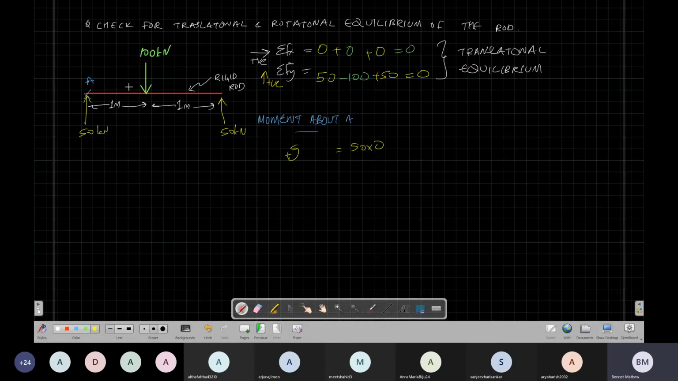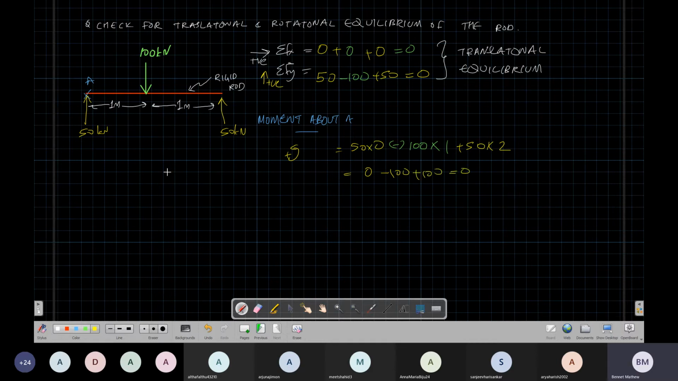Now let's say this 100 moment is in the clockwise direction, so it has to be minus 100 times 1. Now again for this 50, it will try to rotate in the anti-clockwise direction about point E. So forget all of the other points when you are considering this force. It is trying to rotate in this direction, so it is anti-clockwise and also positive. Plus 50 times 2. So this is 0 minus 100 plus 100.